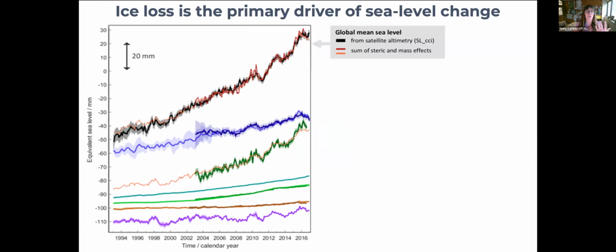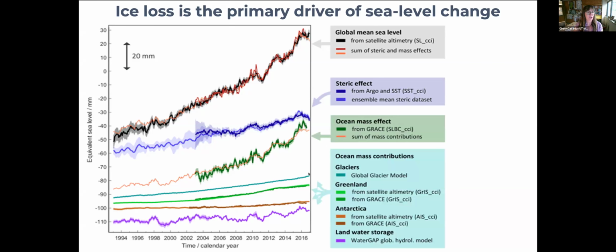So people are trying to understand what happened in the past, to get at how sea level has changed. That's what this kind of data set is typically looking at. It's the sea level budget. We can measure global sea level from satellite altimetry, this black line, and then we can look at all the different components that add up to that total sea level change. The steric effect is the change in density of the ocean when we add heat to it. And then all these ocean mass terms add melt from glaciers, from Greenland, from Antarctica, and from land water storage.